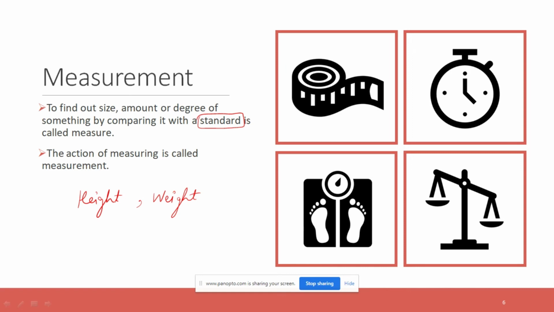So actually, measurement is the calculation of different things, and we can calculate these things by comparing them with some standard values. And we can use different instruments for measuring, like to measure the weight, we can use a weighing machine, or to measure the time, you can use a stopwatch, right?